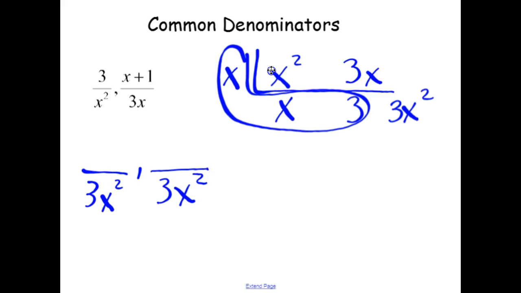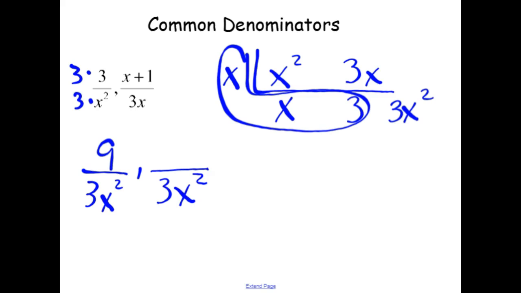And now we're going to work on getting an equivalent fraction here. We want to know, what did we multiply x squared by to get 3x squared? Because whatever we multiplied the denominator by, we're also going to need to multiply the numerator by the same thing. So here it's pretty easy to tell that we multiplied x squared times 3 to get 3x squared. So if we multiply the bottom times 3, we'll multiply the numerator times 3. And our new numerator is 9. So 9 over 3x squared is equivalent to 3 over x squared.